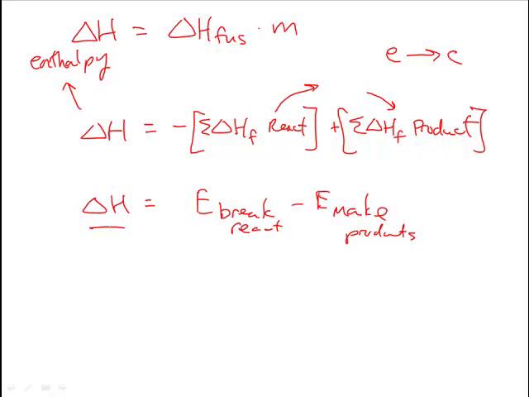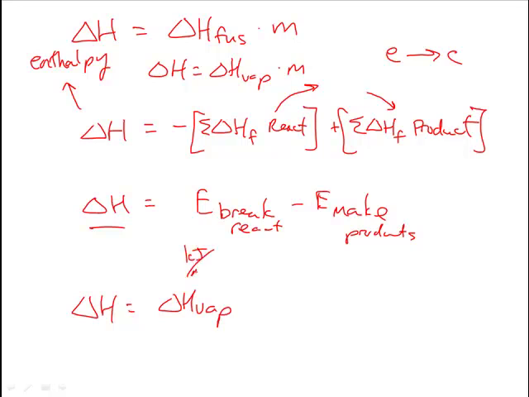For vaporization, it's a similar equation up here. Delta H is delta H of vaporization times the mass. And the last thing that can sometimes be used is if the delta H of vaporization is in kilojoules per mole, you need to have this in moles for it to cancel out. So those are all of the possible options around delta H.